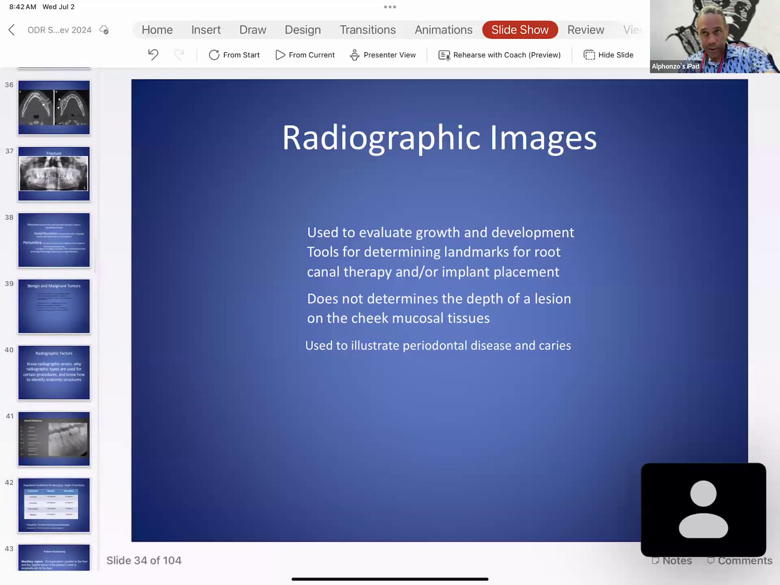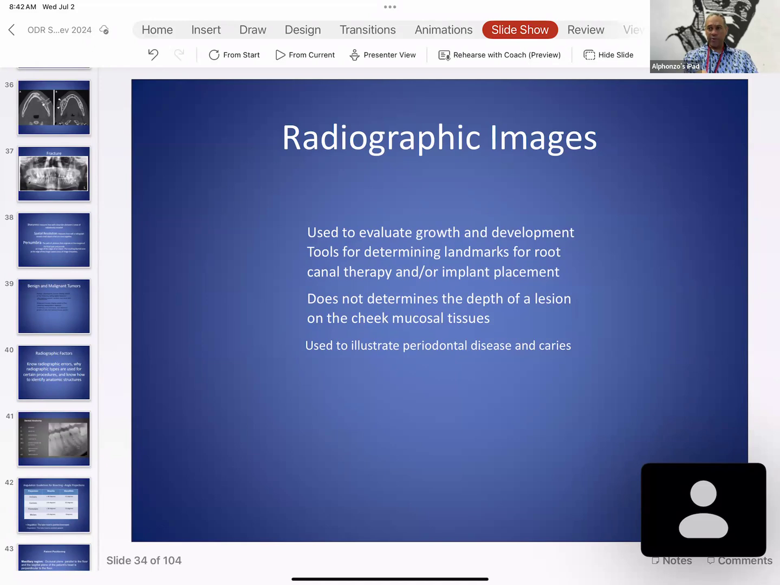Radiographic images are used to evaluate growth and development, and as tools for determining landmarks for root canal therapy and/or implant placement. We've kind of talked about this stuff already. They do not determine the depth of a lesion. So when you're looking at caries lesions and things like that in the teeth, you can't really determine the depth of a lesion.